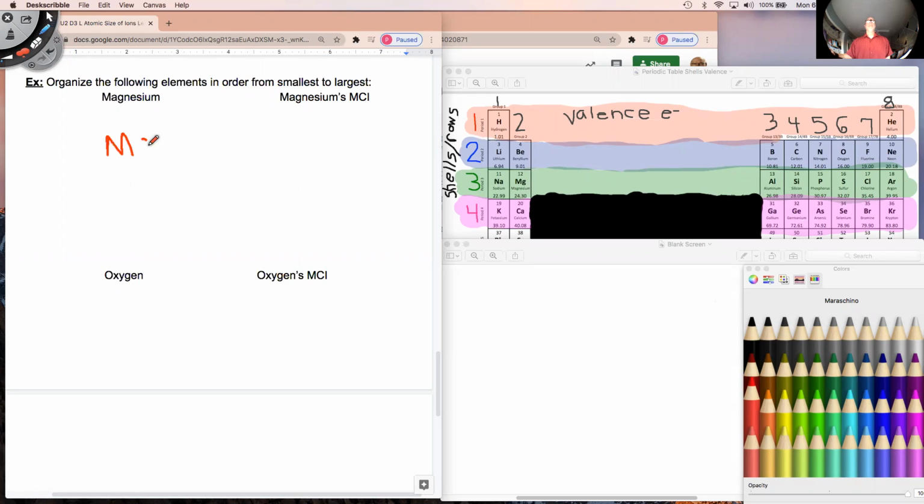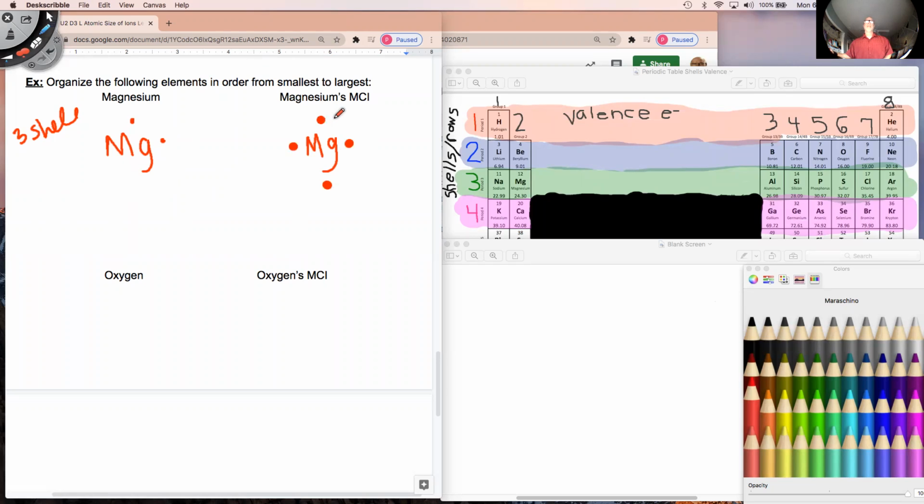So here's magnesium. Magnesium has 2 valence electrons, and it's on the 3rd shell, right? Now, is magnesium happy? Well, in order for magnesium to be happy, it needs to gain 6 electrons or lose 2 electrons. And we're going to compare it to its most common ion. So what's magnesium going to do? Magnesium is going to lose those 2 electrons, and it's going to go down.